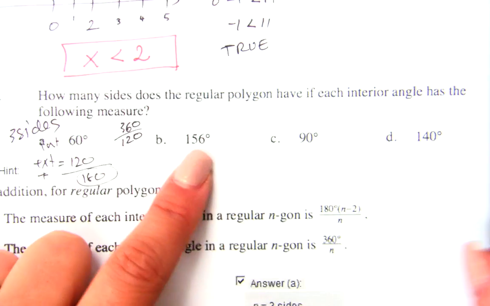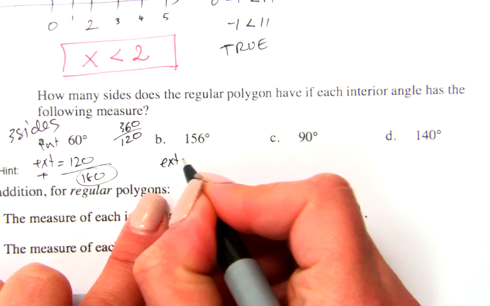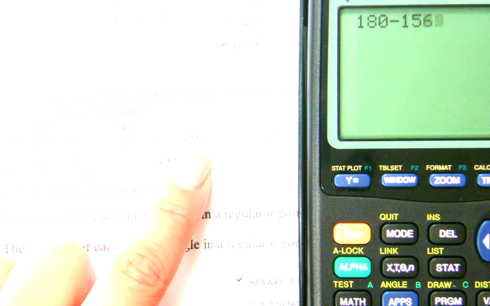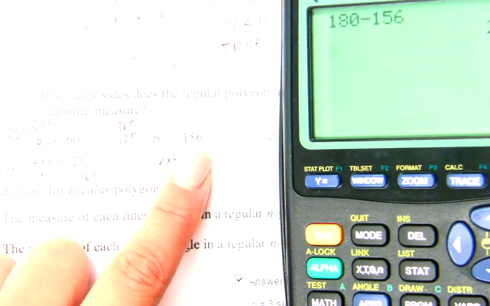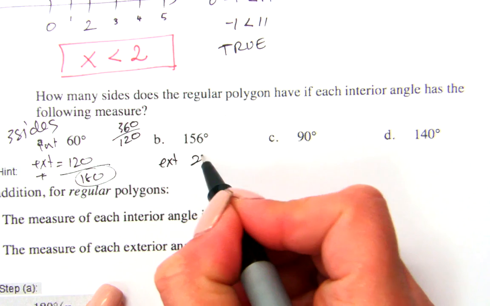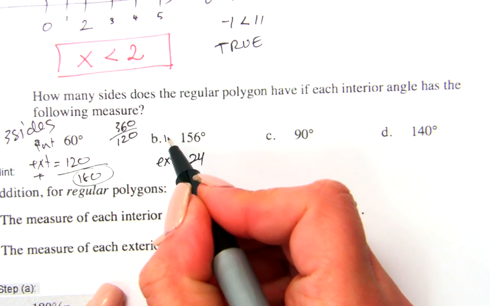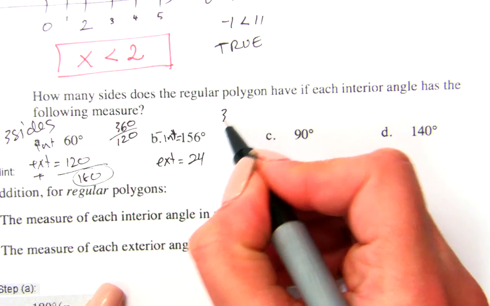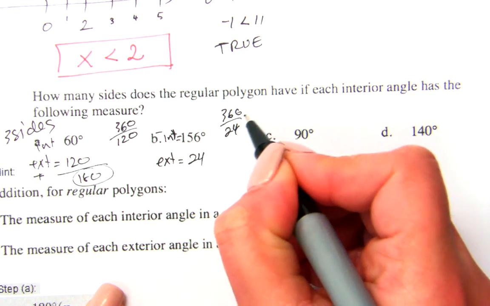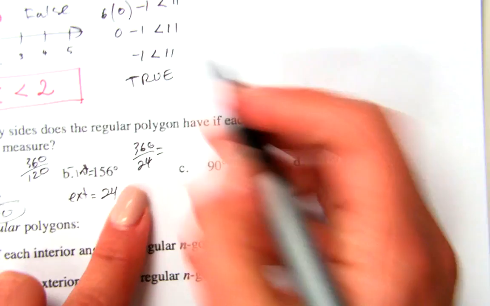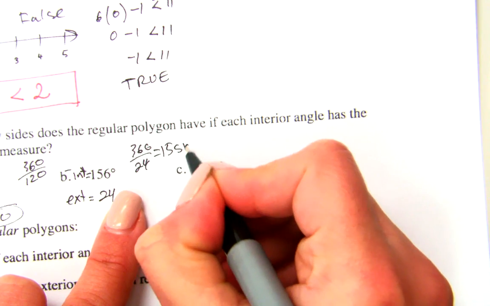Okay, same thing here. Interior angle 156, 180 minus 156 is 24. So your exterior angle is 24. Right? This is interior 1. This is the exterior 1. 360 divided by 24 is 15. So you have 15 sides.